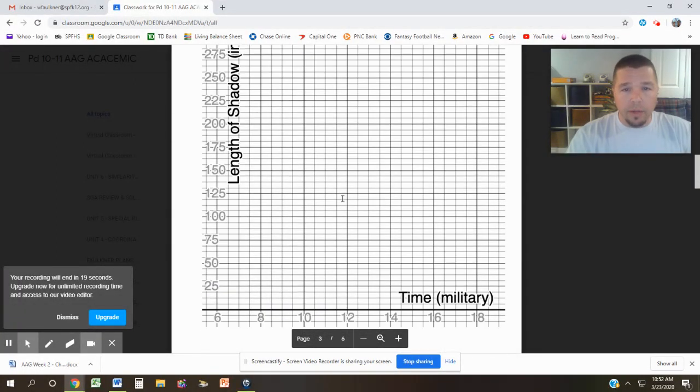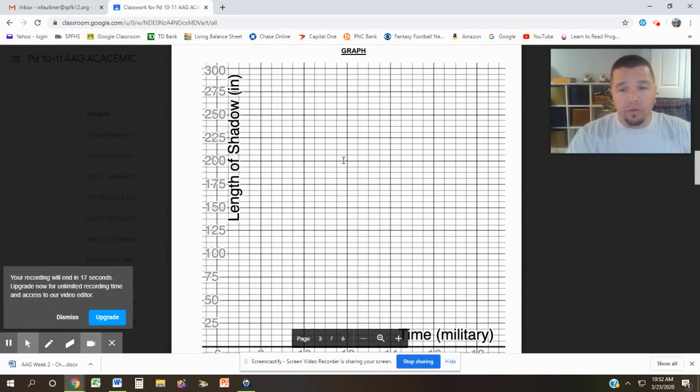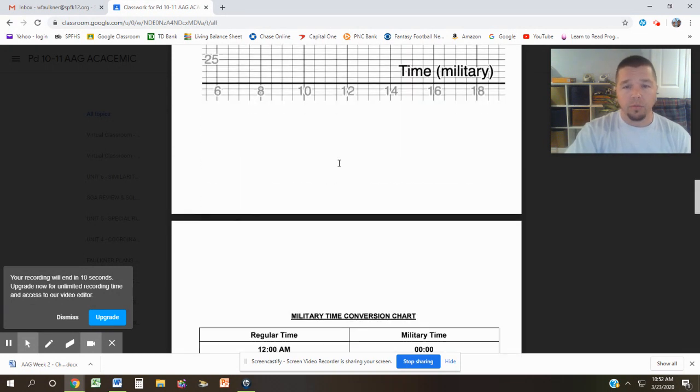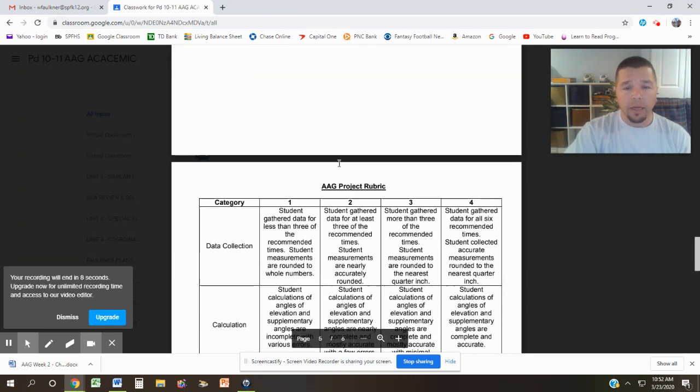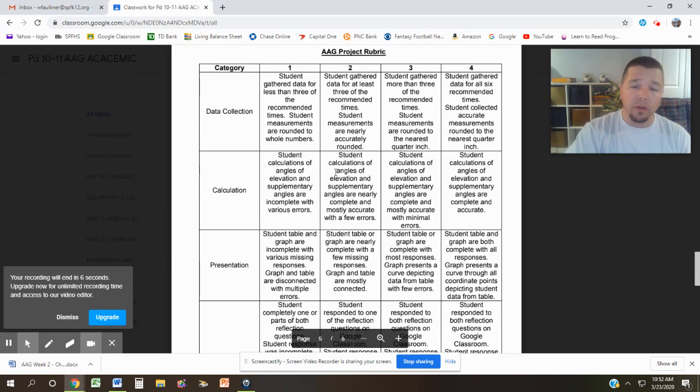All right, so I'm just about to wrap it up here, but if you notice, there's a graph provided. Guys, this is a new graph. If your data points don't fit on the old graph, then maybe try to print this one. All right, here's your military time conversions, and then I do think you should check the rubric just to see if you're doing things correctly.